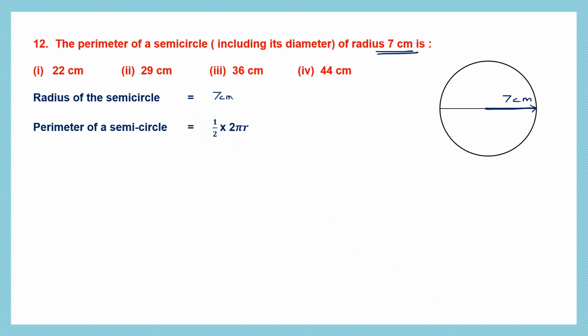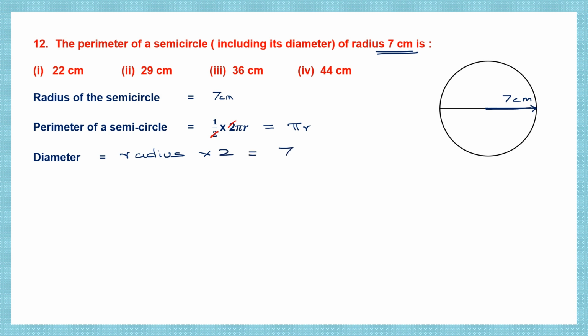So if I have to solve this, this becomes half. I can cancel the 2 here and the 2 here. So 1 into pi r. So the perimeter of a semicircle, the formula is pi r. Here we are asked to find the perimeter including the diameter. That means we need to find the diameter also. So the diameter will be radius into 2, isn't it? That's how we find the diameter, radius into 2, or twice the radius is the diameter.